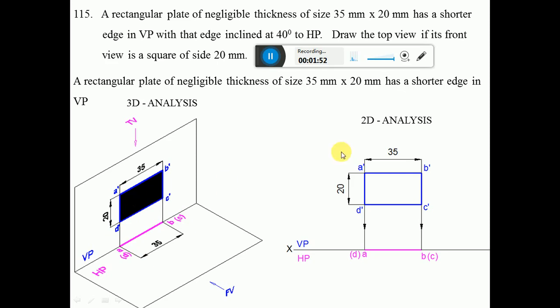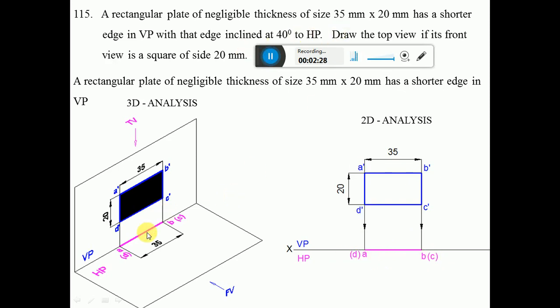Now the same thing we are getting in 2D analysis in the orthographic view. First we are going to draw a rectangle of 35 mm by 20 mm such that the shorter edge is perpendicular to HP. Once you get the shorter edge perpendicular to HP, you can see a point on HP. Now here, when you look from the top view, both A and B are near to the observer, so AB is visible, and C and D are away from the observer, so they become invisible.